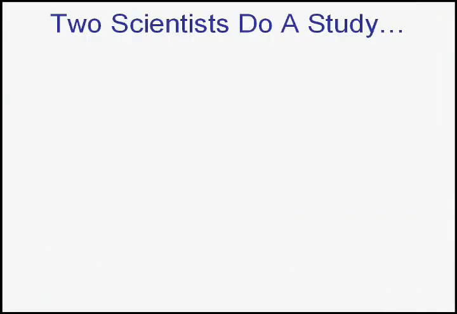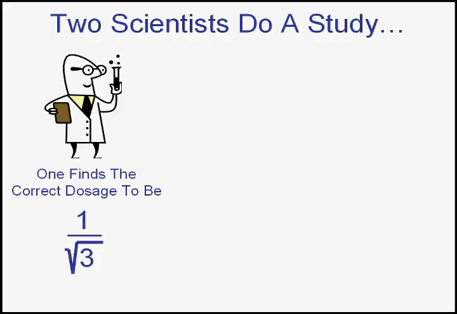Consider, if you would, two scientists doing a study, we'll say for the cure for cancer or something. One of them finds the correct dosage to be this value. Seems reasonable. It's a radical in a fraction, whatever it comes out to.